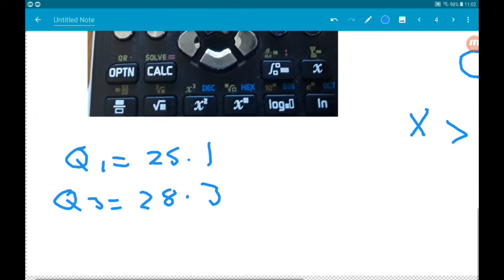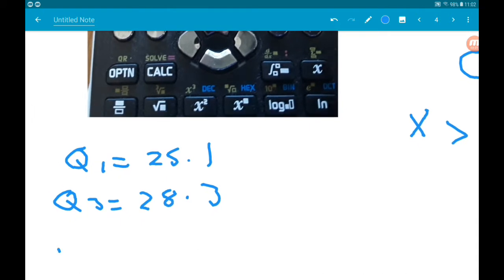So the interquartile range then is 28.3 take 25.1, which is 3.2.